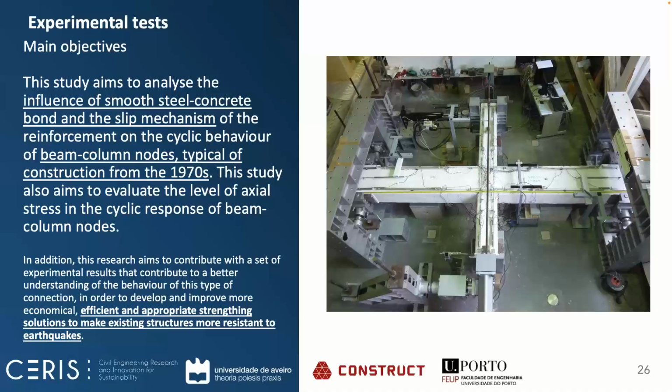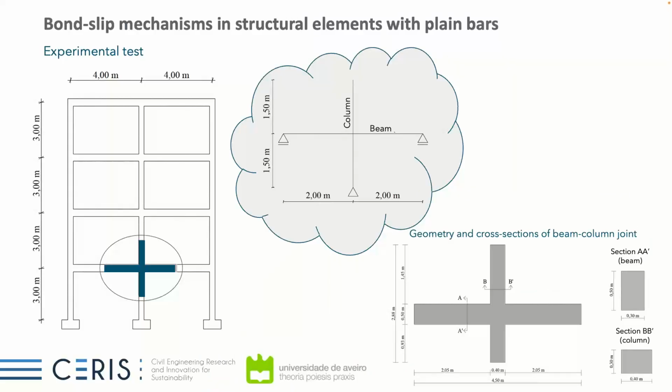And after doing these tests, our main aim, if you remember the title of the project, is to find also efficient strengthening and repairing solutions for this type of structures. So now we have conducted the tests, and we will do the repairing and retrofitting of these beam column joints and testing again, and hopefully we can also model the new retrofitting solutions in the near future.